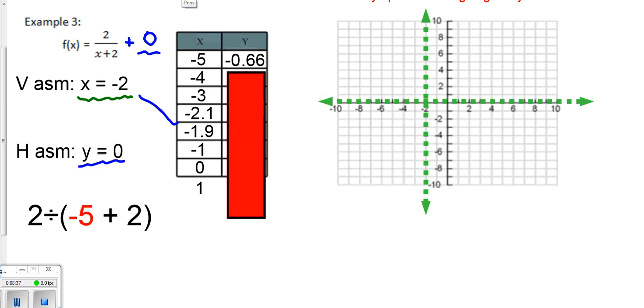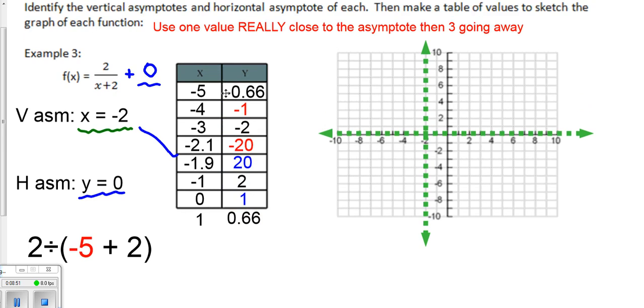So we'll have to plot a point there. The only thing you change each time you plug it into your calculator is this red number. Instead of being negative 5, next is negative 4, negative 3, negative 2.1, and so on until you complete the table. When you do that, you should get these values. Now all you have to do is plot these on the graph.